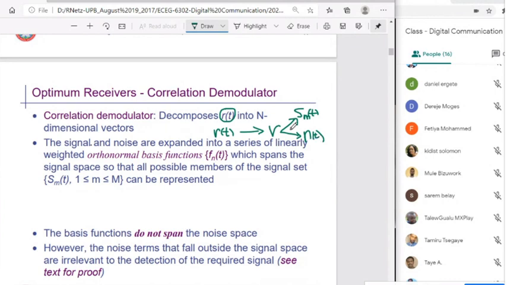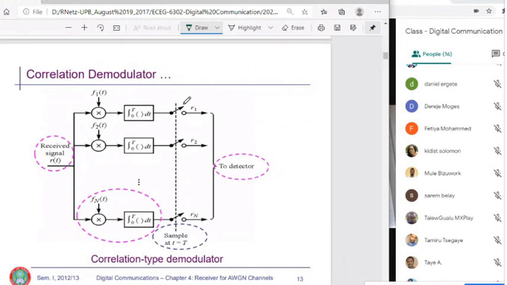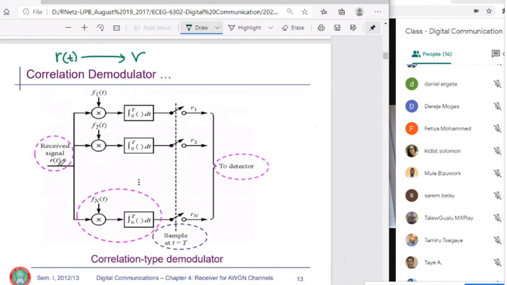That's what we note. Now, this is how the implementation for a correlation type demodulator looks like. As we say, the task of such a demodulator is to map a waveform r of t into a vector r. So we start with the received signal r of t. For the implementation, we will have a bank of correlators. Of course, in our case, what we have seen is either a one or a two-dimensional signal. In any way, we will have a bank of correlators, where the number of correlators is proportional to the dimension of the modulation scheme.